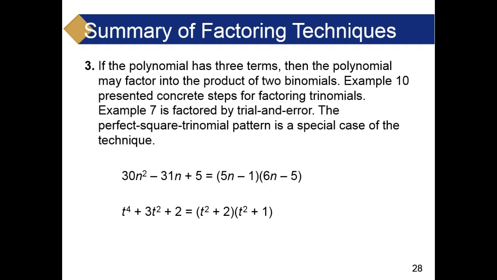Example 10 presented concrete steps for factoring trinomials. And example 7 is factored by trial and error. And then we had the AC method, the one in the book that I did. Then you also had the perfect square trinomials. Okay. What do we do with that? What would you do?